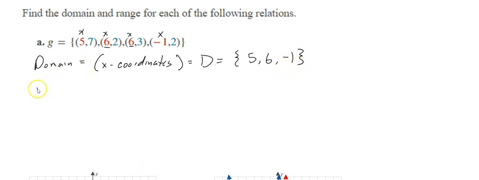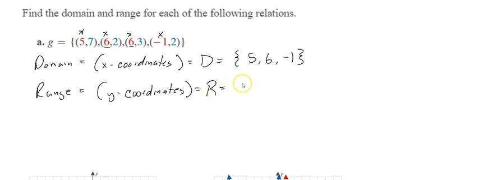Okay, now let's find the range. Okay, range is going to be all the Y coordinates. Okay, denoted with uppercase R, and they are going to be here. We're going to find Y, Y, Y, and Y. Well, notice here we've got two 2's. We do not have to write both 2's. So you're going to have 7, 2, and 3.